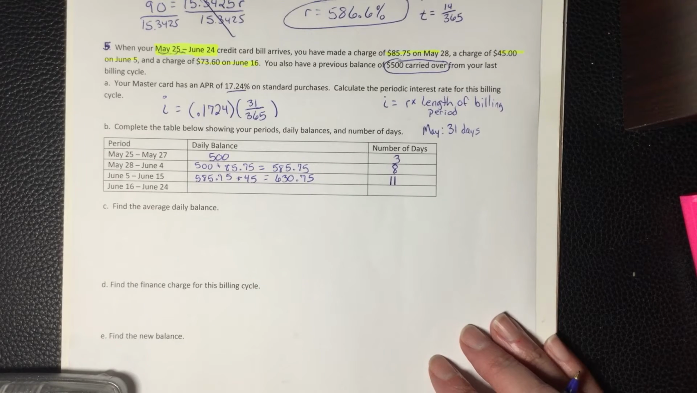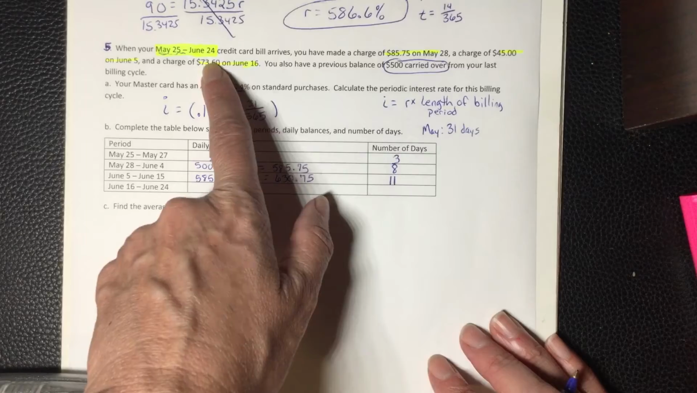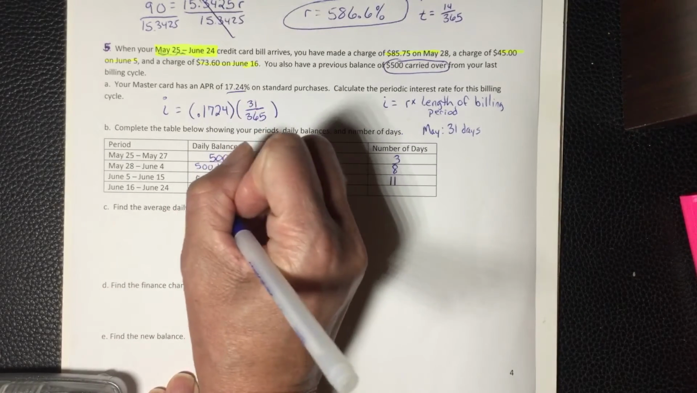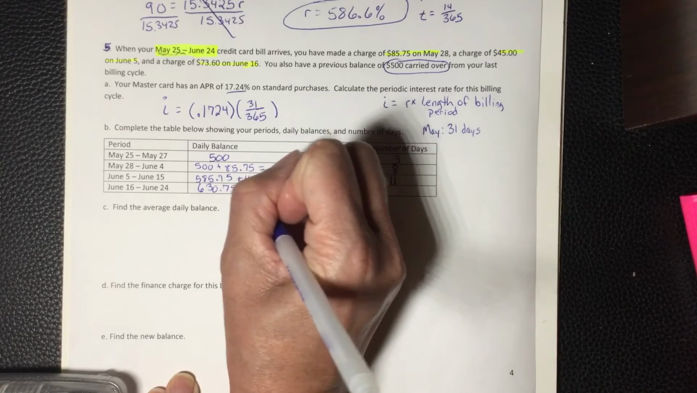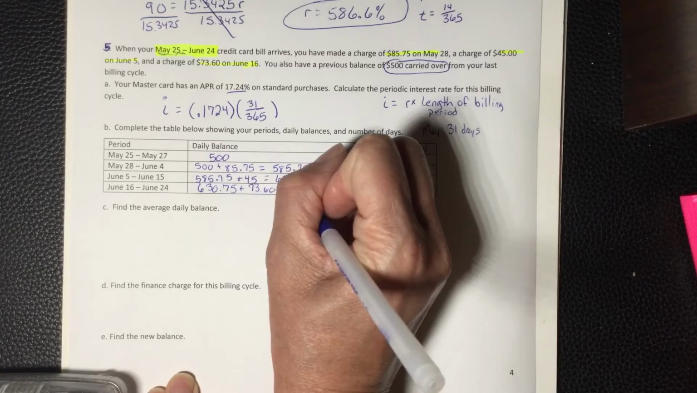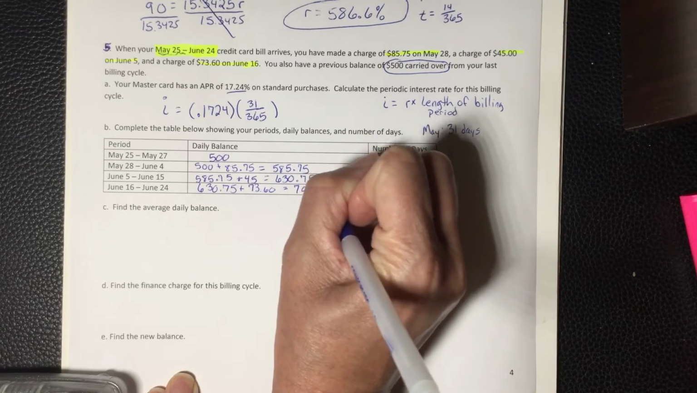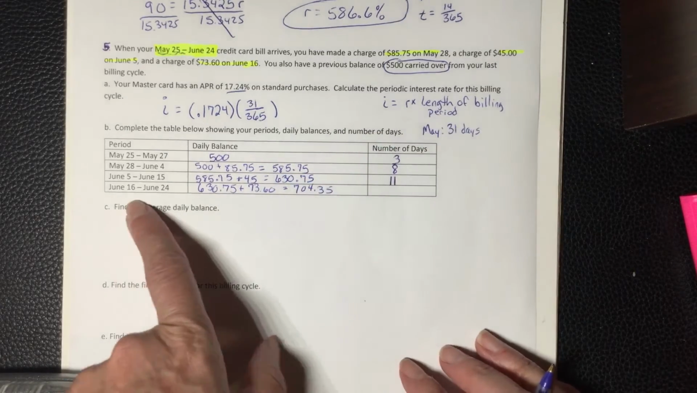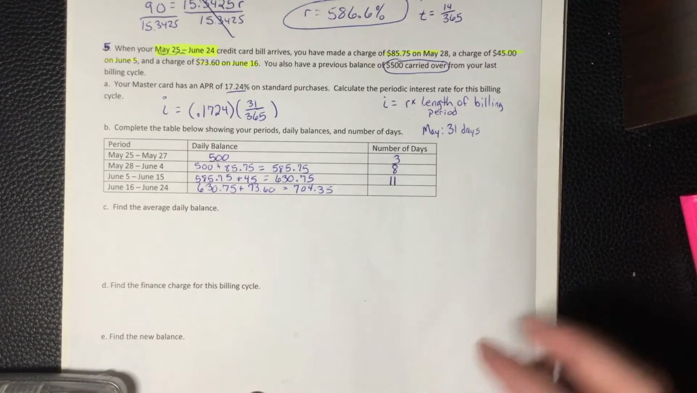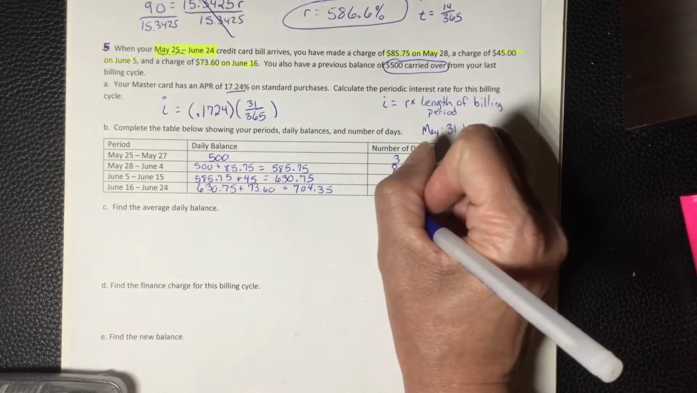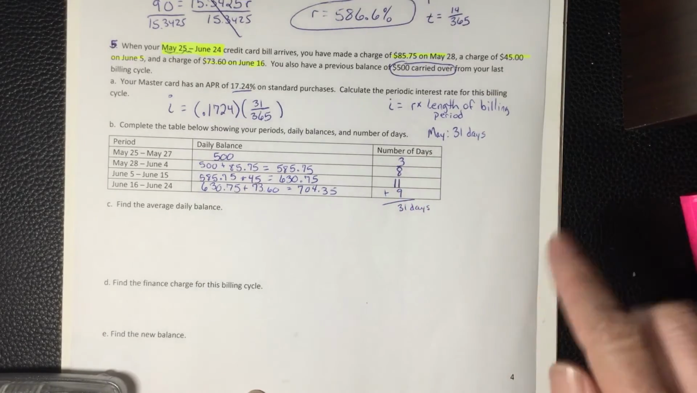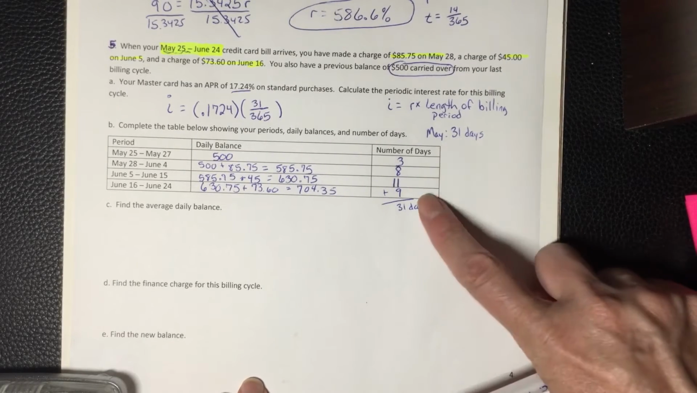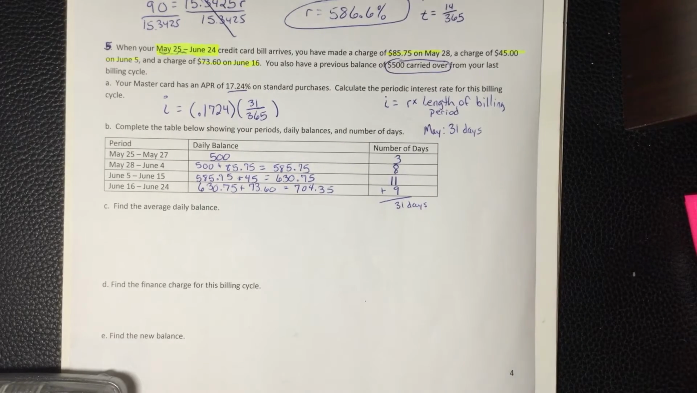So our last charge was made on June 16th. I'm going to take my previous balance from the last line, and now we're going to add $73.60. So that gets us to $704.35. That's going to be the 16th through the 24th, which comes out to be 9 days. Now, if you add these up, this should come out to be 31 days. And we know the first month of the billing cycle was in May, so it should match and should have 31 days.